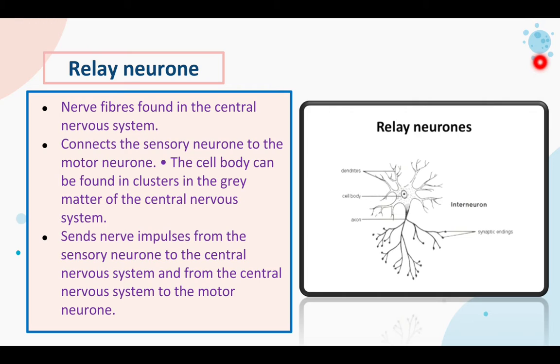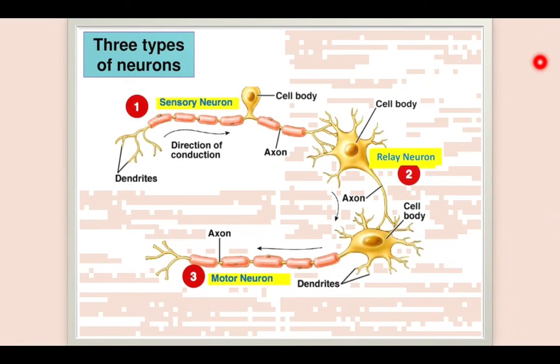So ni adalah struktur sensory neuron dan pergerakan impuls sepanjang dia lah. Okay, last one is a relay neuron. Jenis neuron yang terakhir ialah relay neuron. The nerve fibers found in the central nervous system. Okay, relay neuron ni, the whole structure ni ada dekat central nervous system. The relay neuron connect the sensory neuron to the motor neuron. Kalau tengok gambar ni, yang pertama sensory neuron, yang kedua relay neuron, yang ketiga adalah motor neuron. Relay neuron mesti di tengah-tengah menghubungkan antara sensory neuron dan motor neuron.